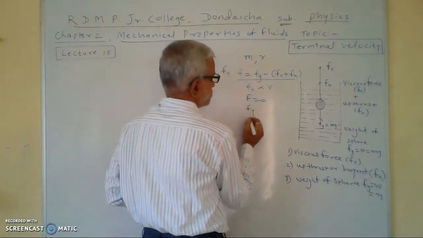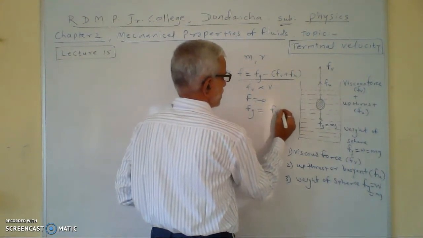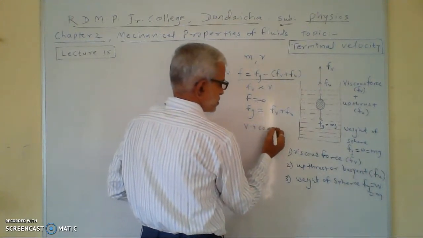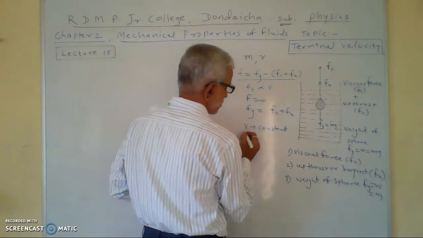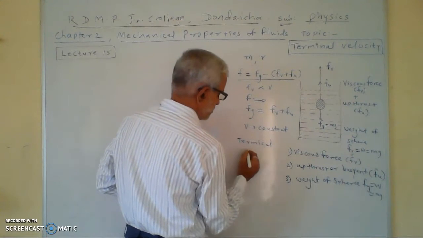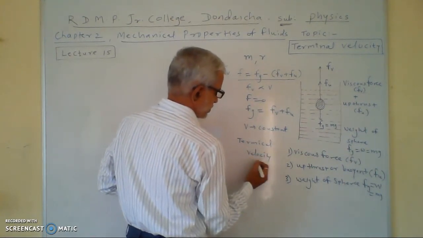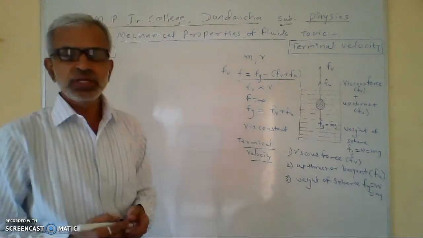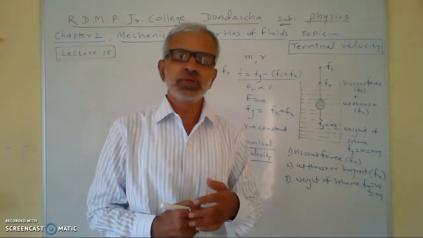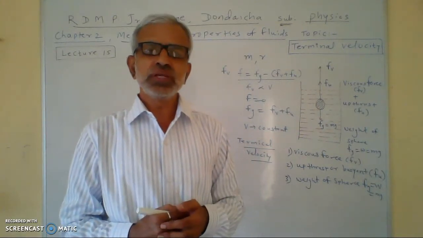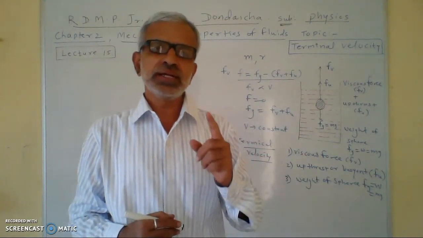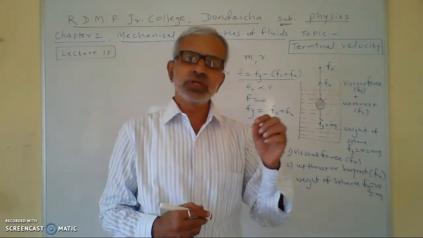At that time, Fg will be equal to Fv plus Fu, and v becomes constant, and this v is called the terminal velocity. So this is the meaning of terminal velocity. When the net downward force becomes 0, at that time Fg is equal to Fv plus Fu, and the velocity becomes constant, and that constant velocity is called terminal velocity.